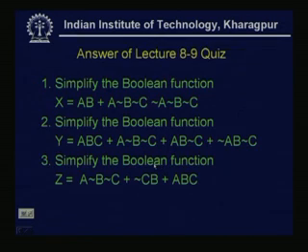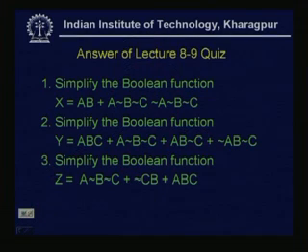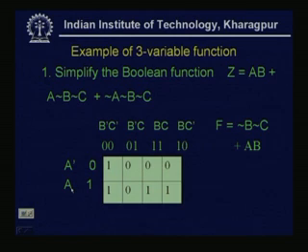Now, we see the last part: the answers of the quiz. The three questions we have given are mainly about the simplification of a Boolean function. All three questions are nothing but 3 variable function reductions, the same way we have just discussed. The first one is A B plus A B bar C bar plus A bar B bar C bar.